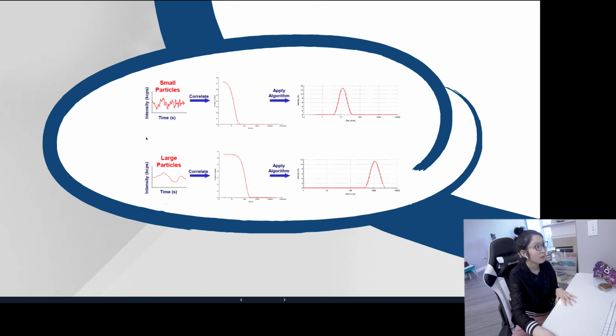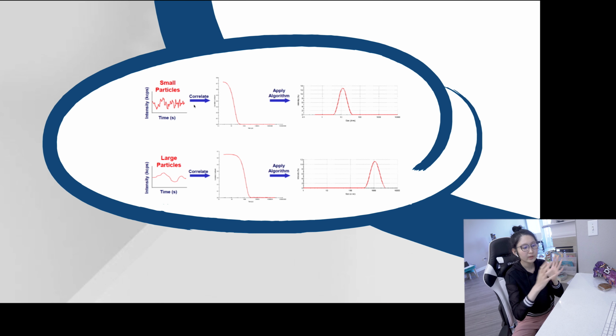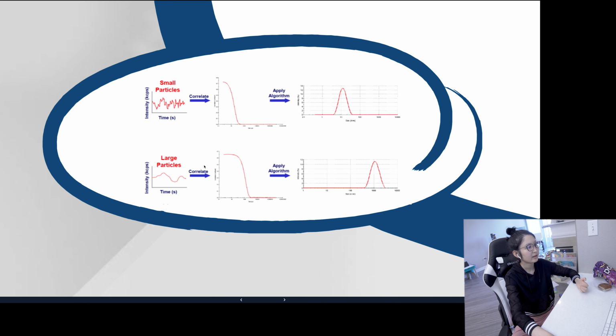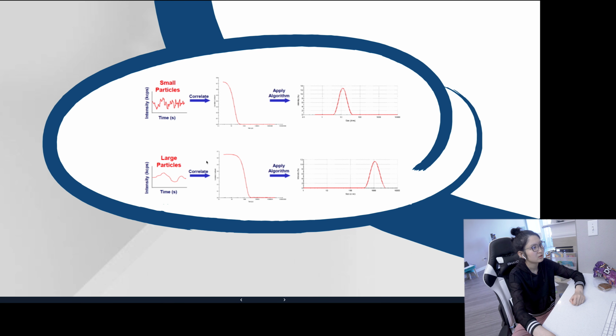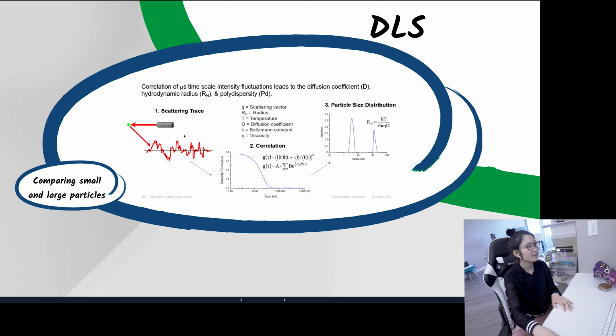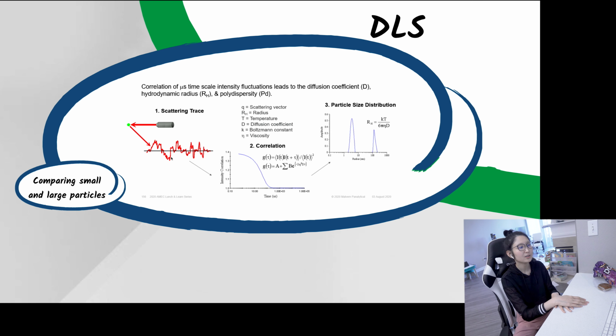So a small particle diffuses quickly, and there's lots going on in the region that the laser hits, and the scattered light fluctuates more crazily, would be a better word. And for a large particle, the scattered light fluctuation is smoother. I'm using weird words. So from the fluctuation of the scattered light, we calculate the autocorrelation function.